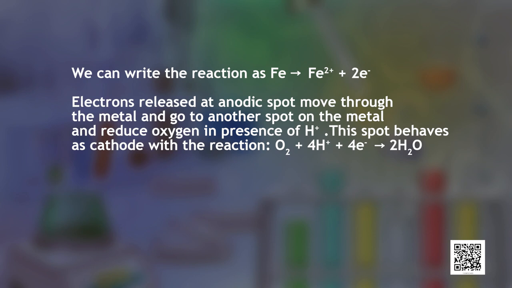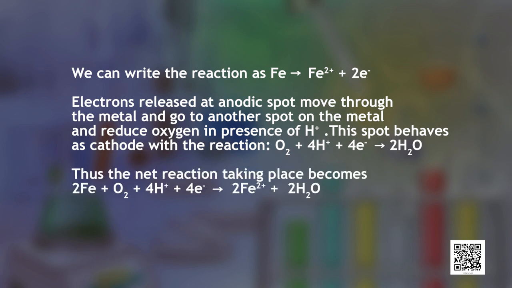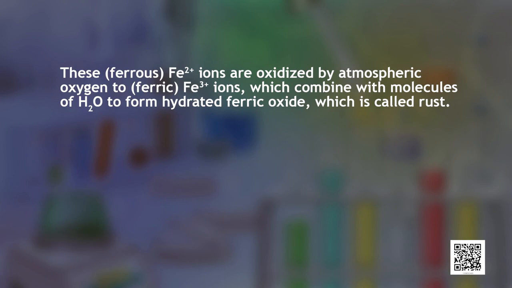This spot behaves as cathode with the reaction when oxygen reacts with hydrogen ion and gains electrons to form water. Thus, the net reaction taking place becomes iron reacting with oxygen in the presence of hydrogen ions to form ferrous ions and water molecules. These ferrous ions are oxidized by atmospheric oxygen to ferric ions, which combine with molecules of water to form hydrated ferric oxide, Fe2O3, which is called rust.